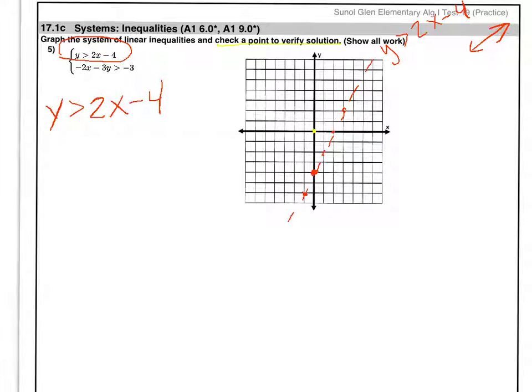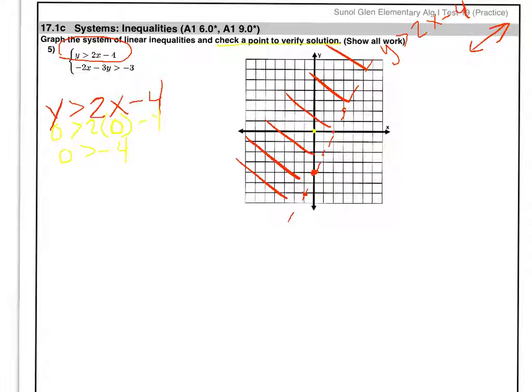If I plug in 0, 0 to this problem, I get 0 is greater than 2 times 0 minus 4. 0 is greater than negative 4. Is that true? Yes. Which means that this problem needs to be shaded in this upward direction. Okay? Or this line needs to be shaded in the upward direction. But now we have to deal with our other line.